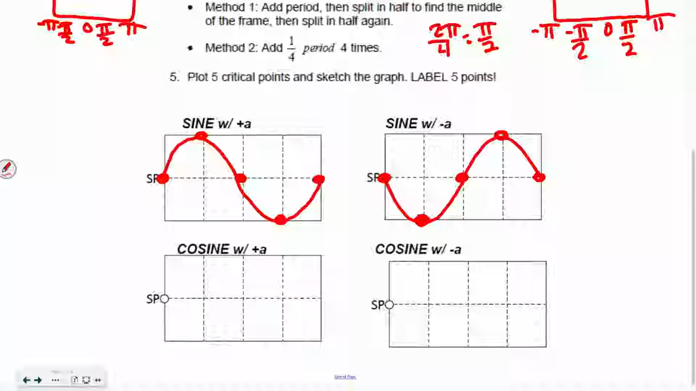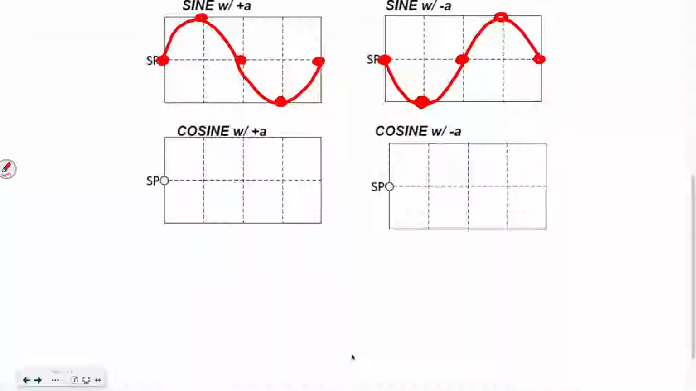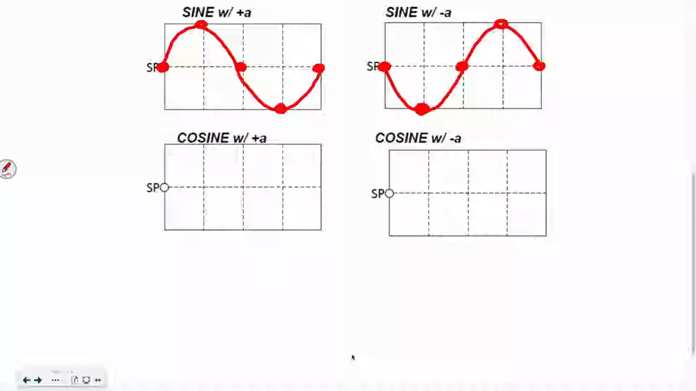All right, when we do cosine, do you remember what happened to cosine when the angle was 0? It's equal to 1. The x-coordinate at the angle 0 is equal to 1. So this is the one that you have to be careful of. The starting point for the frame is not the starting point for cosine. Cosine starts above the starting point, at the highest point. Comes down.